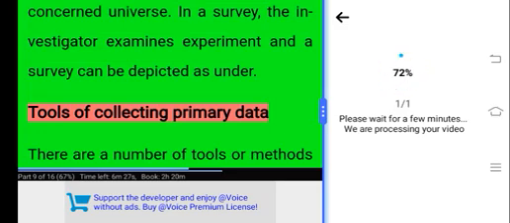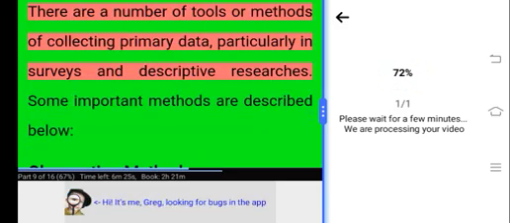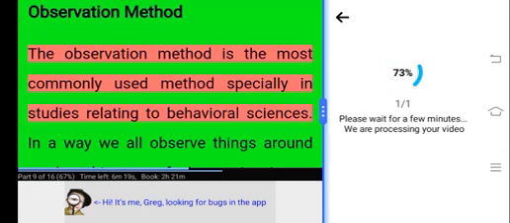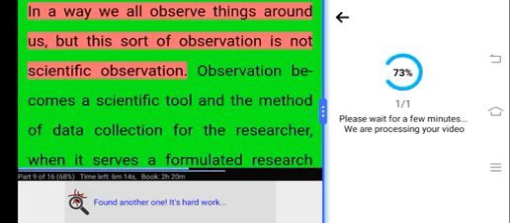Tools of collecting primary data. There are a number of tools or methods of collecting primary data, particularly in surveys and descriptive researches. Some important methods are described below. Observation method. The observation method is the most commonly used method especially in studies relating to behavioral sciences. In a way we all observe things around us, but this sort of observation is not scientific observation.